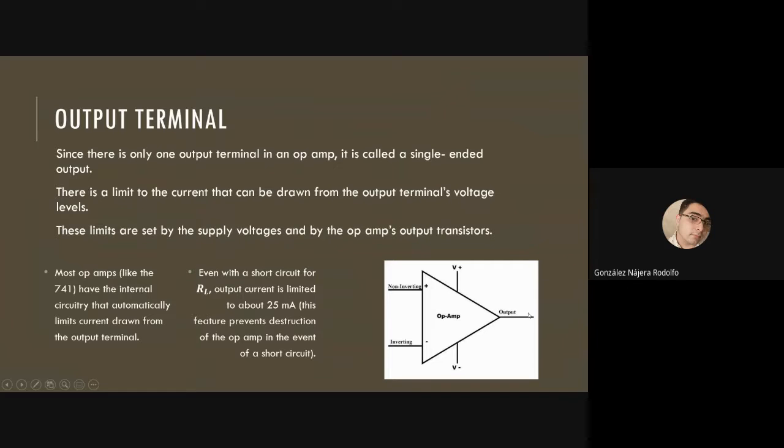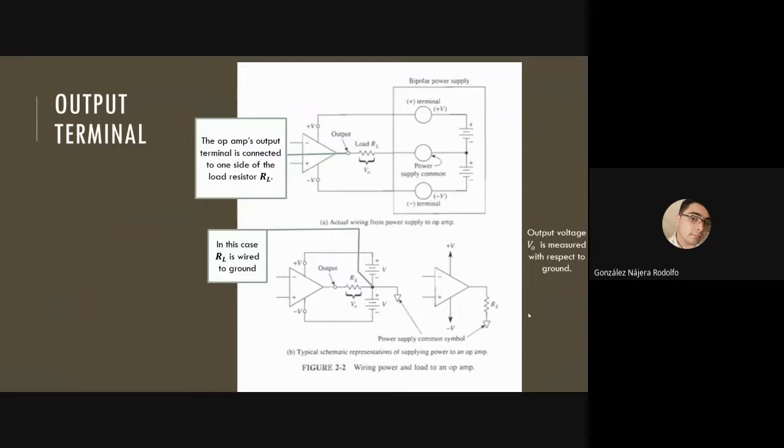And then we have only one output terminal and it's a single-ended output. Output voltage, VO, is measured with respect to ground. The operational amplifier output terminal is connected to one side of the load resistor, RL, and in this case RL is wired to ground. Output, then RL, and finally connected to ground.